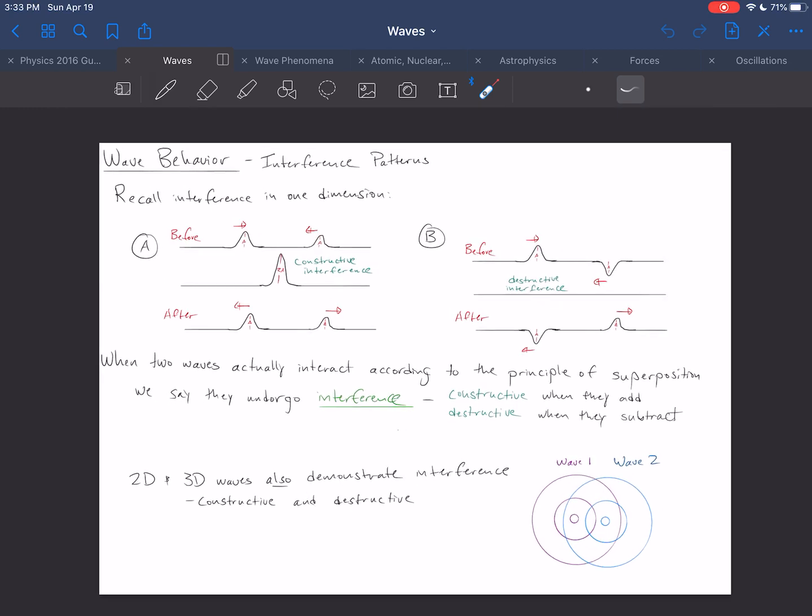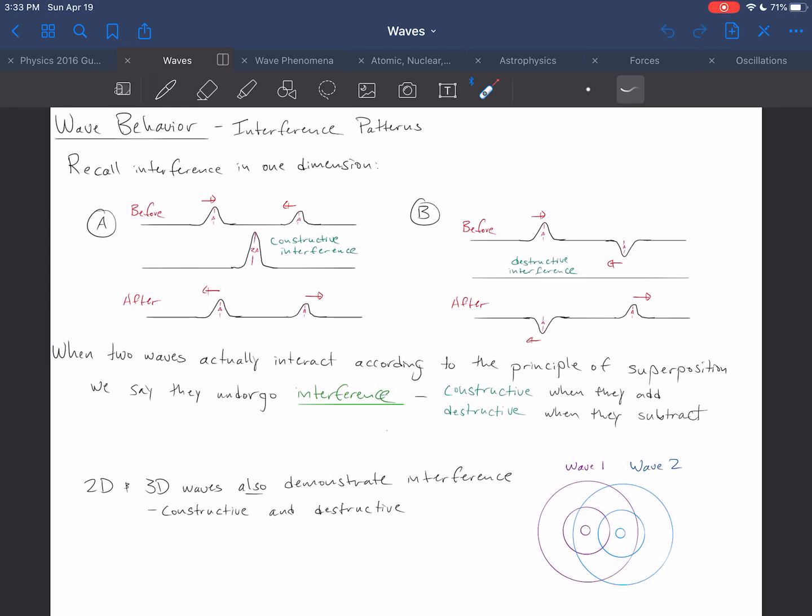And this occurs when the waves that are in the same place at the same time have displacements in opposite directions. So this particular wave pulse has a positive displacement, this one has a negative displacement, and so when they are in the same place at the same time, they cancel out.